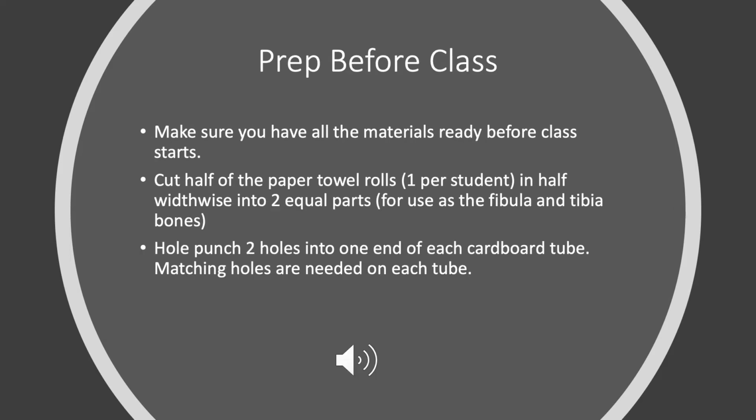Before class, make sure you have all the materials ready for the activities. You can save time by cutting half of the paper towel rolls, which is going to be one per student, in half into 2 equal parts. These are going to be used for the fibula and the tibia bones. Then you can hole punch 2 holes into one end of each cardboard tube.